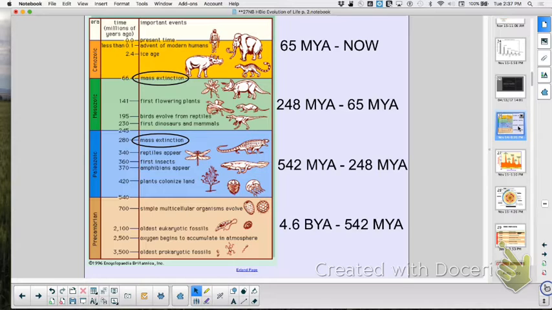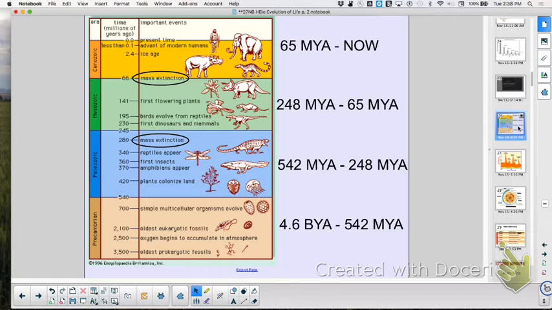And how do we remember that? School's out. And then the older Paleozoic ended at 248, but it started 542 million years ago. Everything before that is called the Precambrian. And everything before that started about 4.6 billion years ago when the Earth formed. Then about a billion years later, about 3.5 billion years ago, we had life, the first cell.